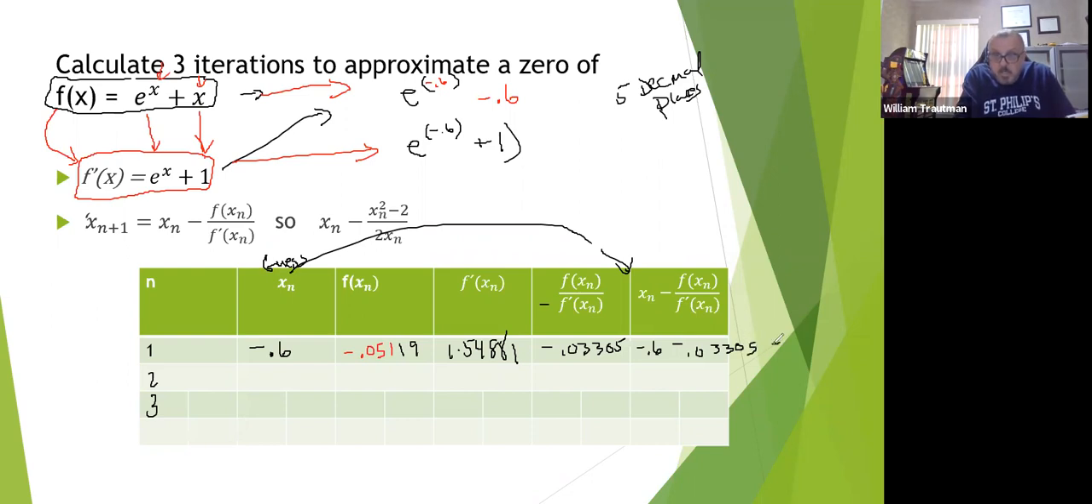And when I put that into my calculator, I get negative 0.56695. So once again, this is the answer I got at the end. This is my new guess.